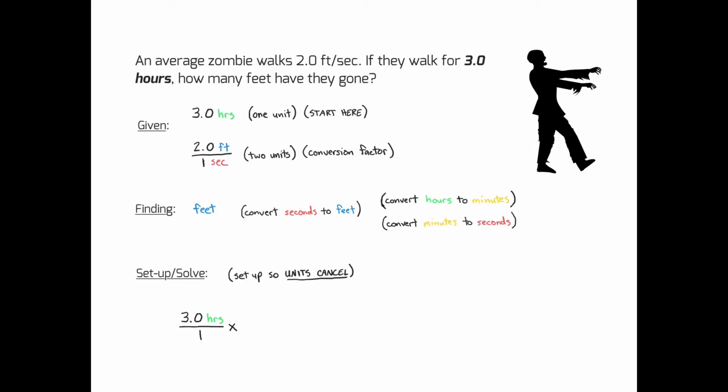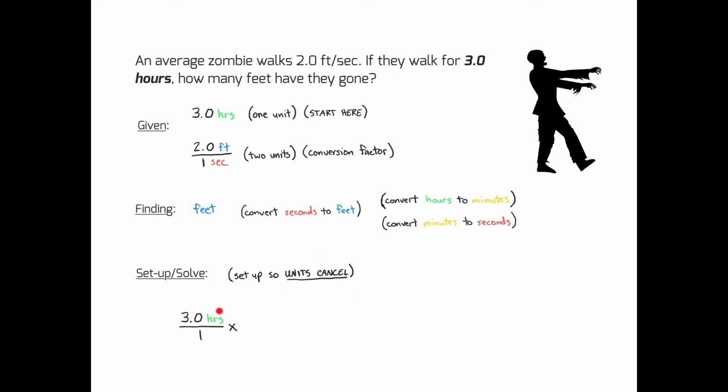But before we can convert from seconds to feet, we first need to get our units into seconds. So we've been given hours, so we're going to have to convert first from hours to minutes, and then convert those minutes to seconds. And then once we have seconds, we can convert from seconds to feet. So we're going to set our problem up so our units cancel.